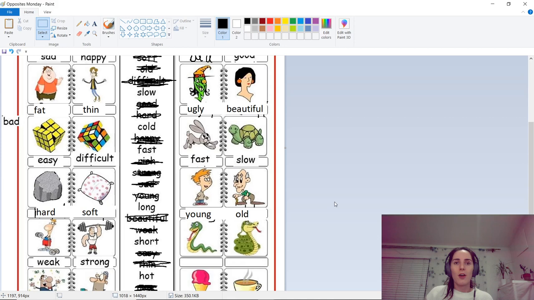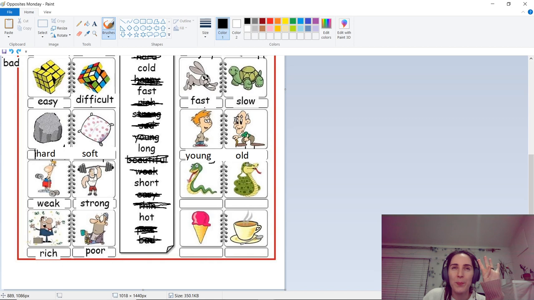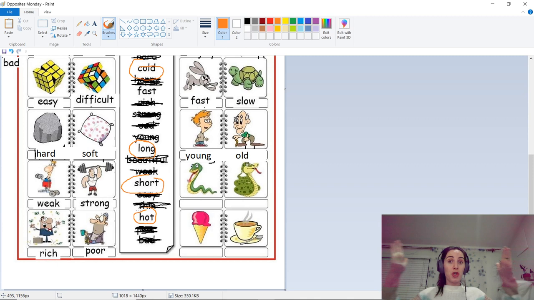All right. So remember yesterday we did young, check, and old, check. Now we have four more. So look at our words, right? We have cold, long, short, and hot. What do you think? I think you're right. Not cold, not hot, not for our two snakes.